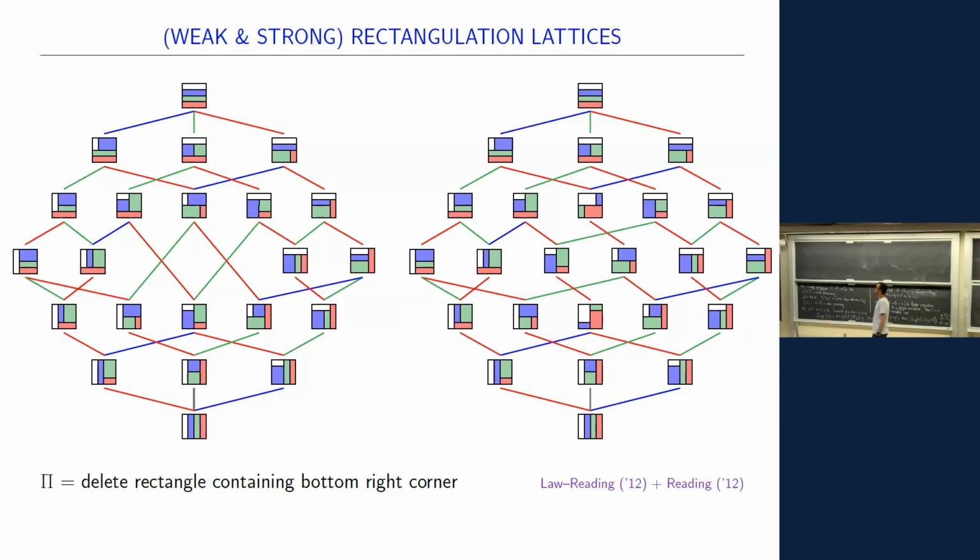Next one, Nathan's rectangulation lattices. They come in two flavors, either the weak rectangulations or the strong ones. Here, the natural projection map is to delete the rectangle containing the bottom right corner, which is in red in my pictures. By delete, I mean if your rectangle looks like this, then you push its left border to the right. And if your rectangle looks like this, then you push its top border to the bottom. This is a flat ladder projection in both cases.